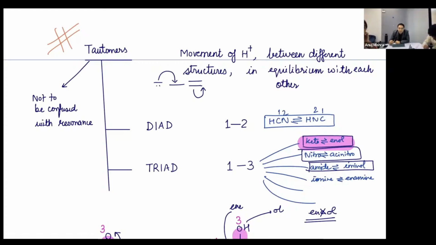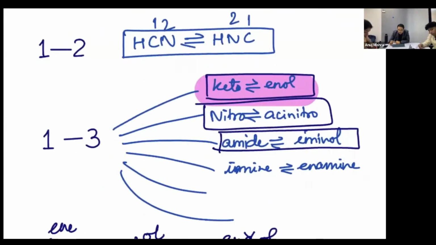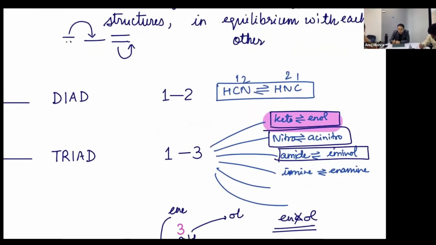Now note down some examples. Under the dyad system, write down the example of HCN and HNC. Under the triad system, write down examples of keto-enol, nitro-acinitro, amide-iminol, imine-enamine, and nitroso-oxime.